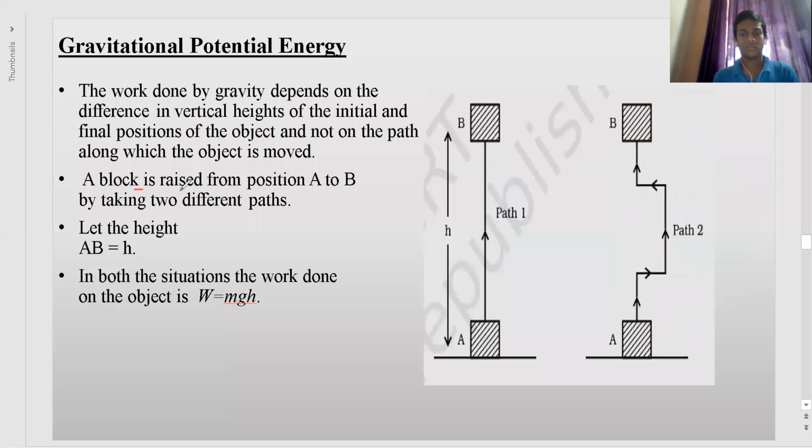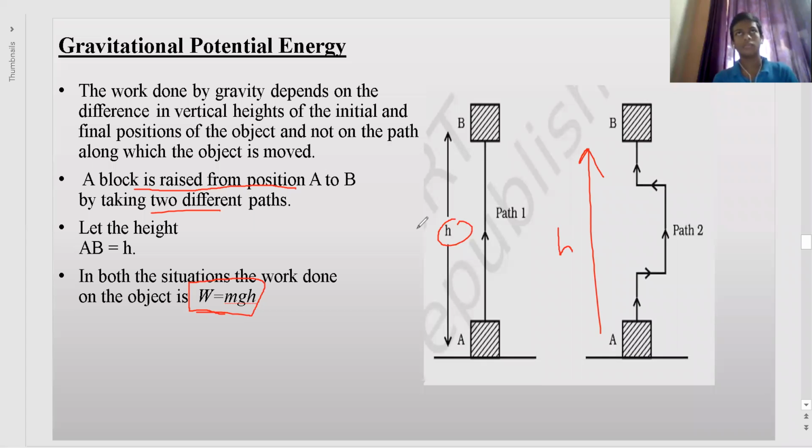So if a block is raised from position A to B by taking two different paths, and the height is h, in both cases the height is going to be h. So for both cases the work done on the body would be W equals mgh. So the potential energy in both cases would be equal to mgh.